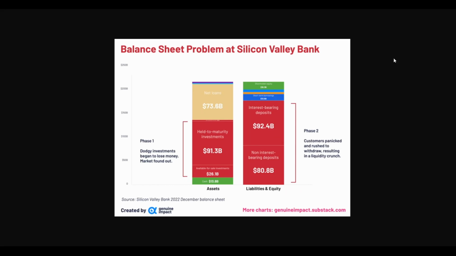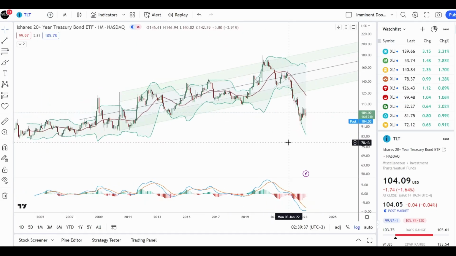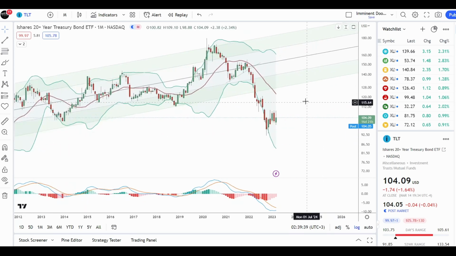This is the balance sheet of SVB, right? Assets on the left, liabilities on the right. Liabilities are mainly deposits, basically, right? And this bank was unique in that it served the largest amount of startups and tiny tech companies. And what did these tech companies do? Well, let me show you this beautiful chart. This chart is for the long-term treasuries, the TLT, the long-term US treasuries.